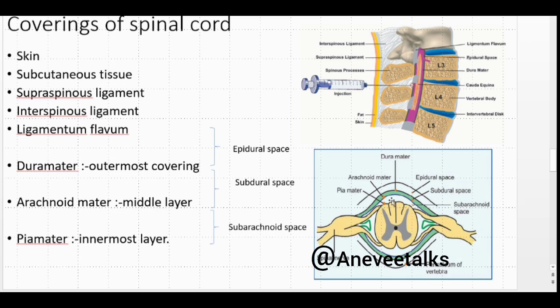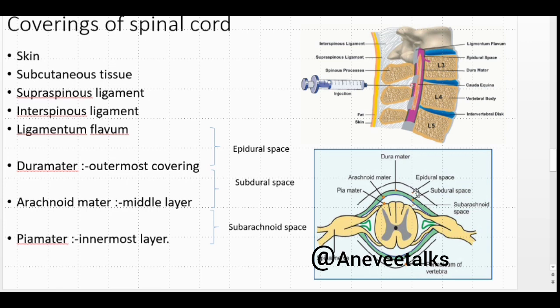What is the use of the CSF? It gives nourishment to the spinal cord. Here you can see this is the subarachnoid space, and in this area CSF will be present. Next, in between the arachnoid and dura mater, what do we have? We have the subdural space. You can spot that here, that green thing is the subdural space.